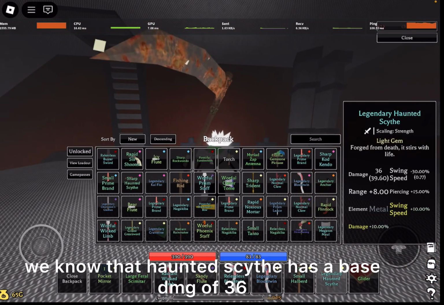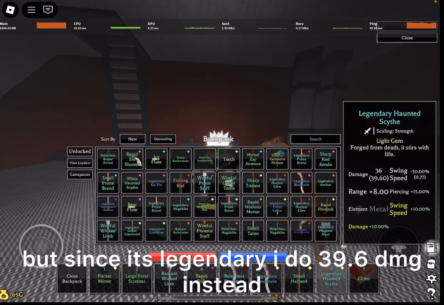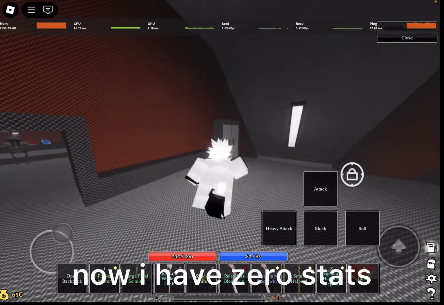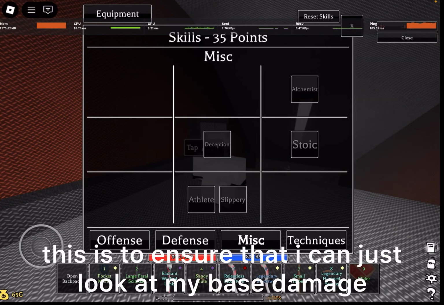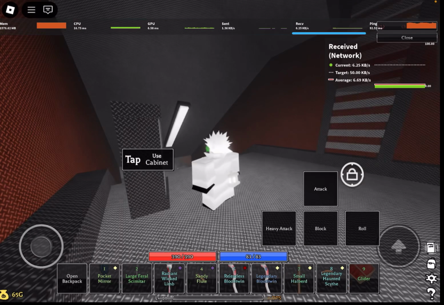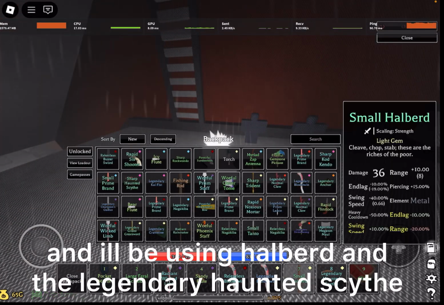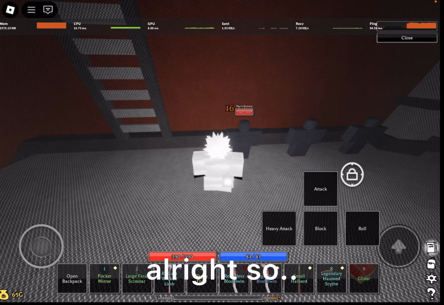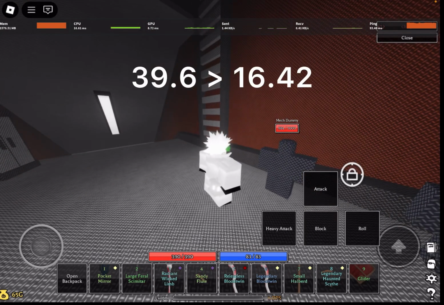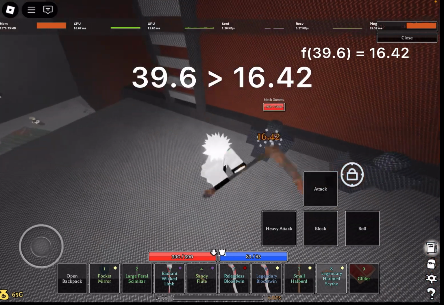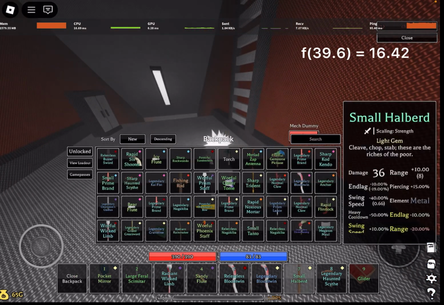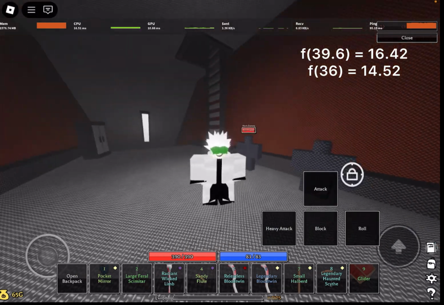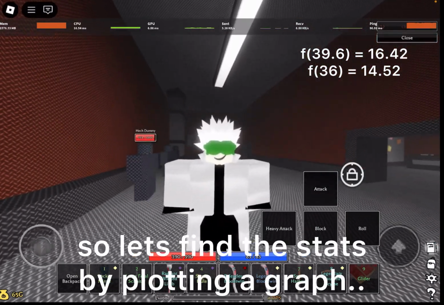We know that Haunted Site has a base damage of 36, but since it's legendary, I do 39.6 damage instead. Now, I have 0 stats. This is to ensure that I can just look at my base damage. And I'll be using Halberd and the legendary Haunted Site. Alright, so 39.6 damage becomes 16.42. And 36 damage becomes 14.52. Alright, so let's find the stats by plotting a graph.